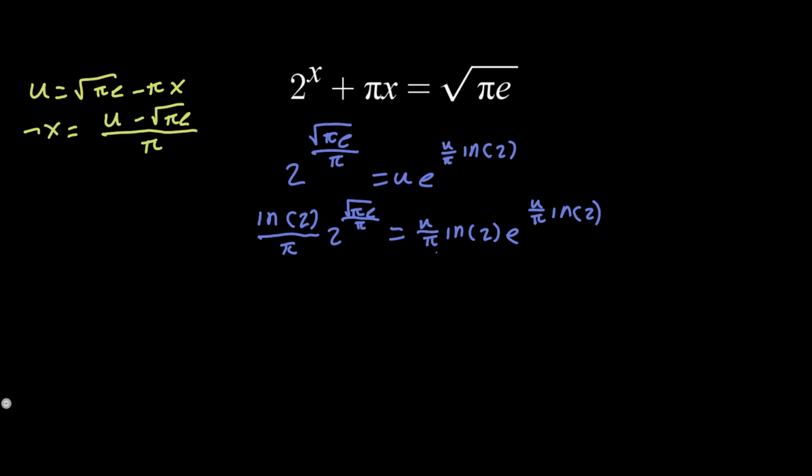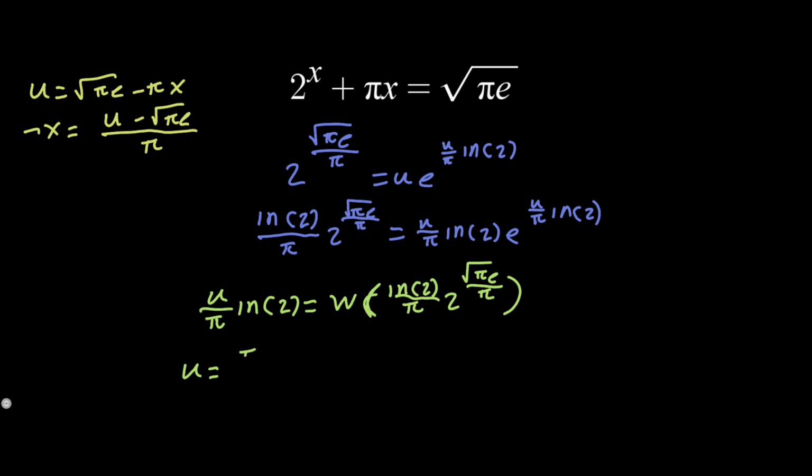Here we can use our Lambert W function, which will simply give us u over pi ln of 2 is equal to W of ln of 2 over pi times 2 to the square root of pi times e over pi. Here, solving for u, we get that u is equal to pi times the Lambert W of ln of 2 over pi times 2 to the square root of pi times e over pi, and then all divided by ln of 2.